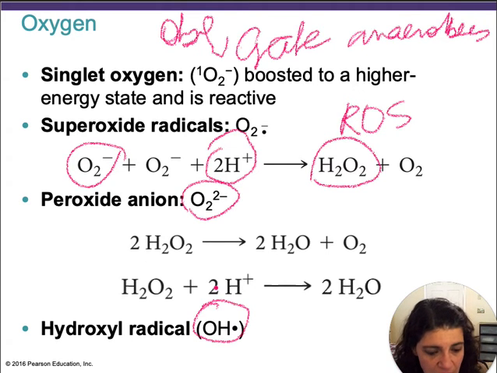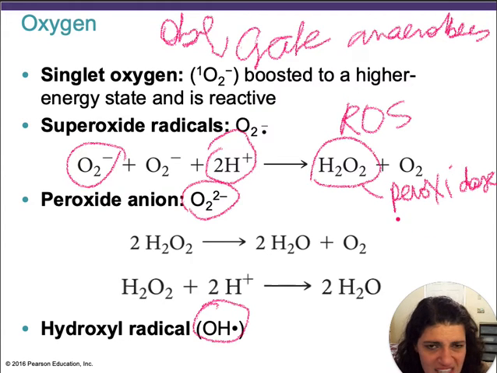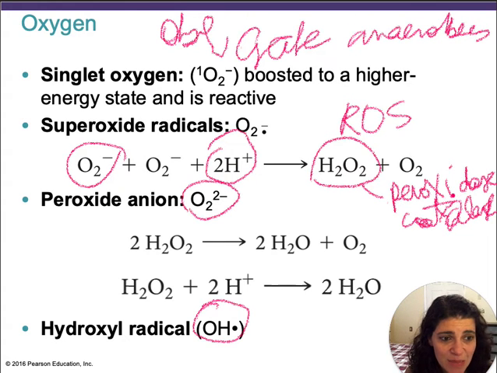So there are enzymes that break down hydrogen peroxide. They are called peroxidase or catalase. This says catalase. These enzymes break down hydrogen peroxide and neutralize it.